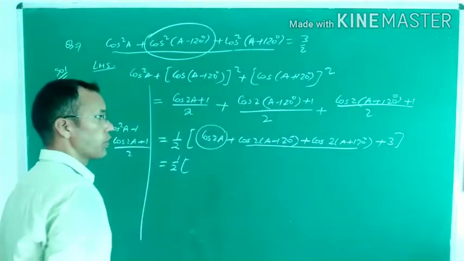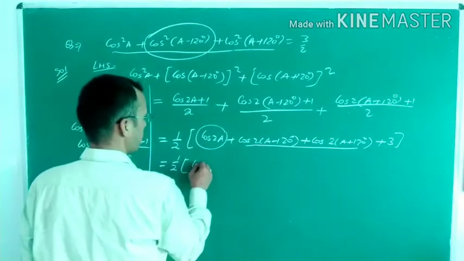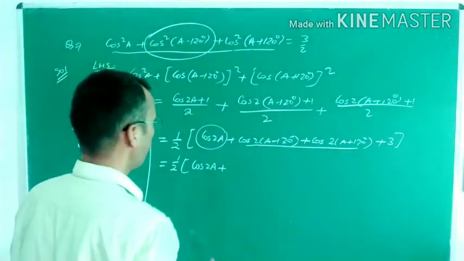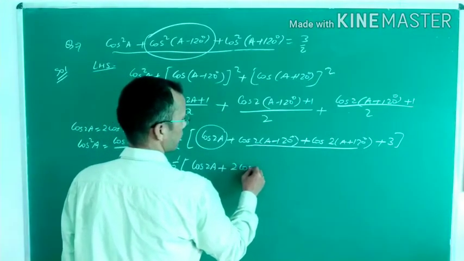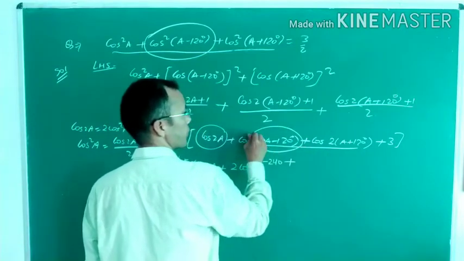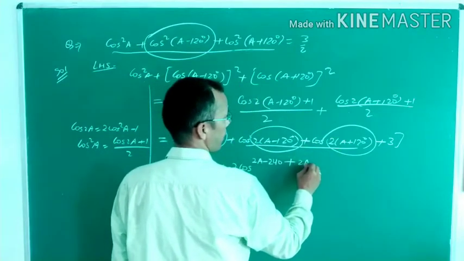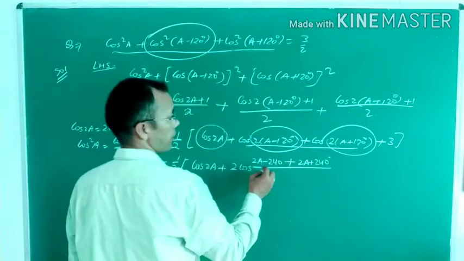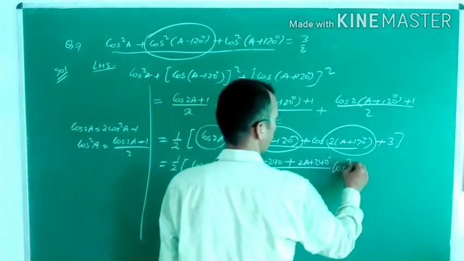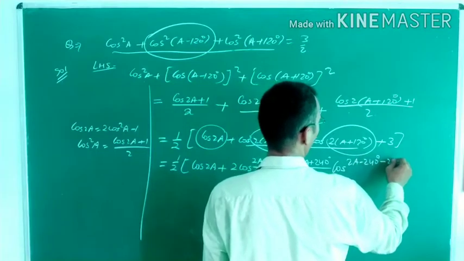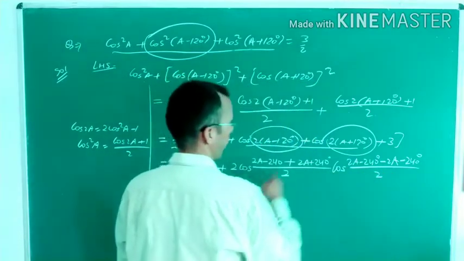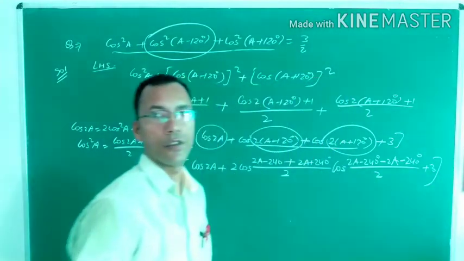So cos C plus cos D is equal to 2 cos ((C plus D) by 2) cos ((C minus D) by 2). Here we have cos 2A plus cos C plus cos D. C is 2A minus 240 degrees, and D is 2A plus 240 degrees. So the sum is 2 cos of (2A minus 240 degrees plus 2A plus 240 degrees) divided by 2, times cos of (2A minus 240 degrees minus 2A minus 240 degrees) divided by 2. And we have plus 3.